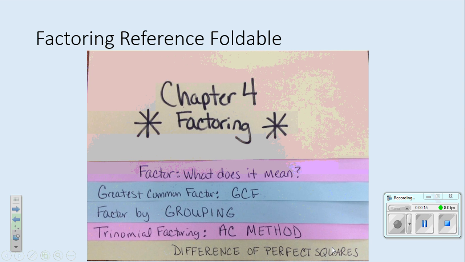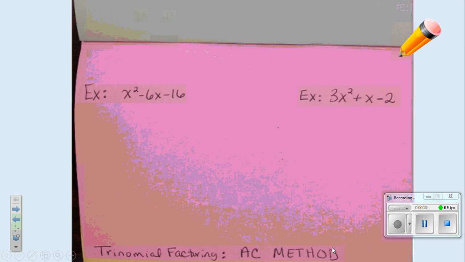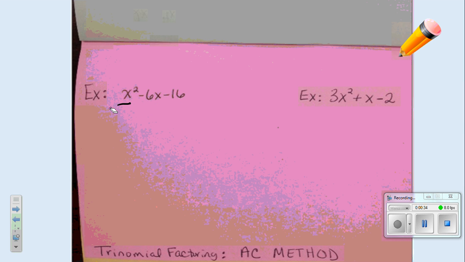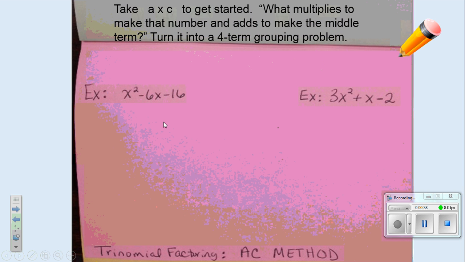So pause a minute if you haven't gotten these tabs written down. If not, let's keep going. All right, we have trinomial factoring. Trinomial factoring means we have a trinomial. That means we have 3 terms. 1 term, 2 terms, 3 terms. Once we are able to identify that we have 3 terms, then we can do what's called the AC method. And the AC method's really cool because it turns it into a grouping problem. And we did grouping problems yesterday.